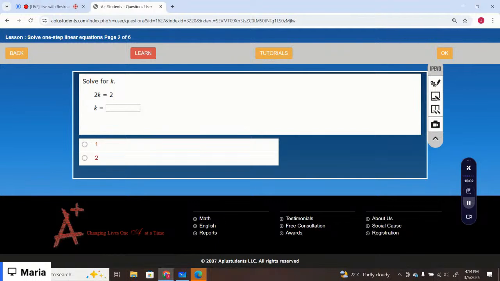So k equals 2. Which is the correct option? That is k equals 1. Option number 1 is the correct option.